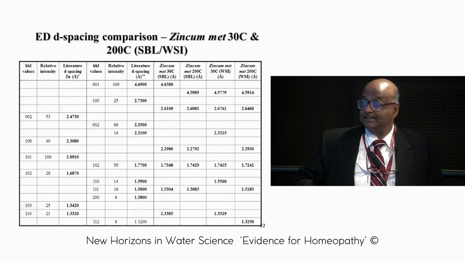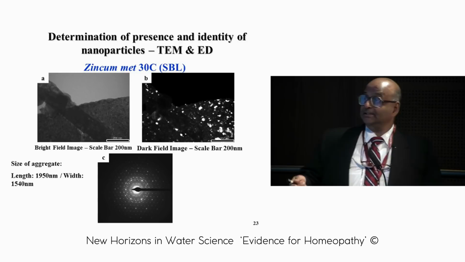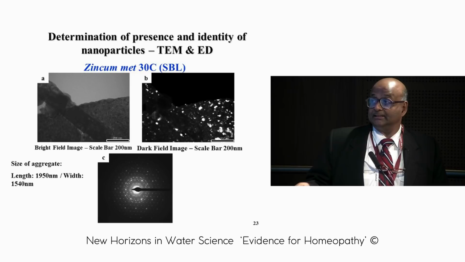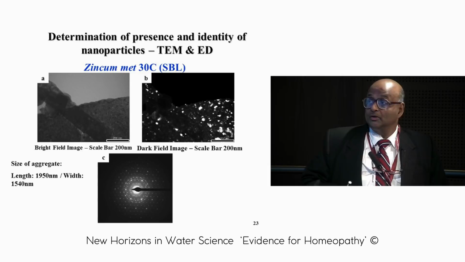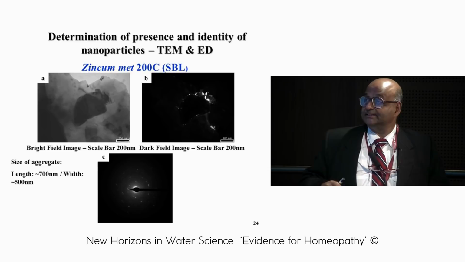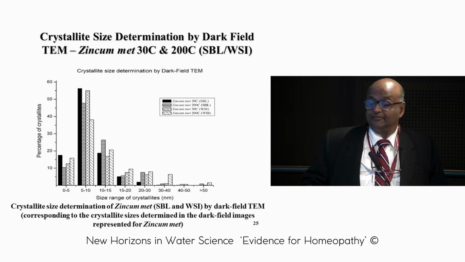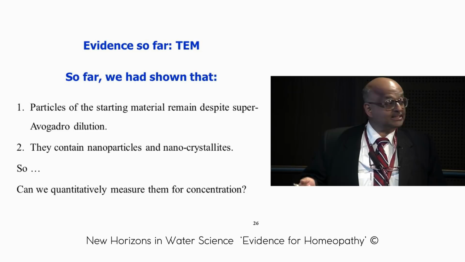So with this information, here is Zincum Met 30C. Well below Avogadro's limit, but right here are the particles, here are the crystallites seen, and here is the fingerprint, which indexes perfectly to zinc metal as per the standard databases. There's plenty of evidence here which I'll skip through. We can measure the particle size distribution. Most of the particles are in the 5 to 10 nanometer range, the crystallite size. So we've shown that the particles of the starting material remain. This, of course, was a zinc medicine, beginning with zinc, but we've shown it for several other metallic systems. They contain nanocrystallites. Can we measure them quantitatively? And the answer is yes.